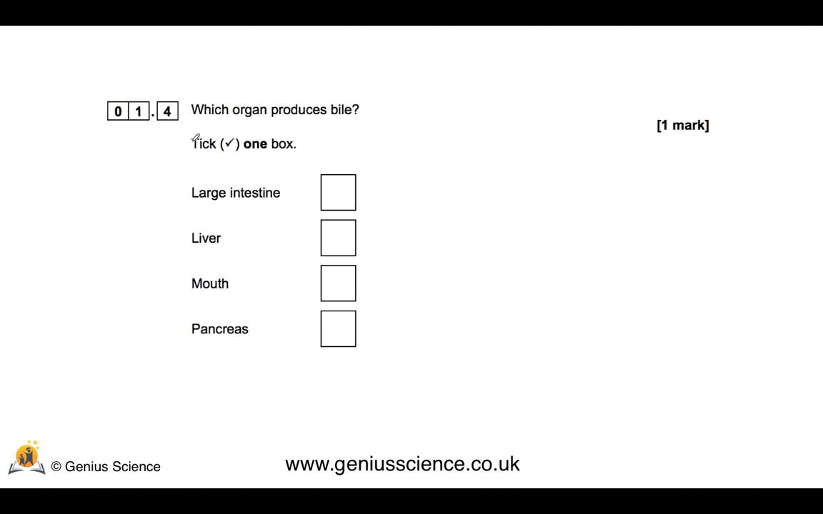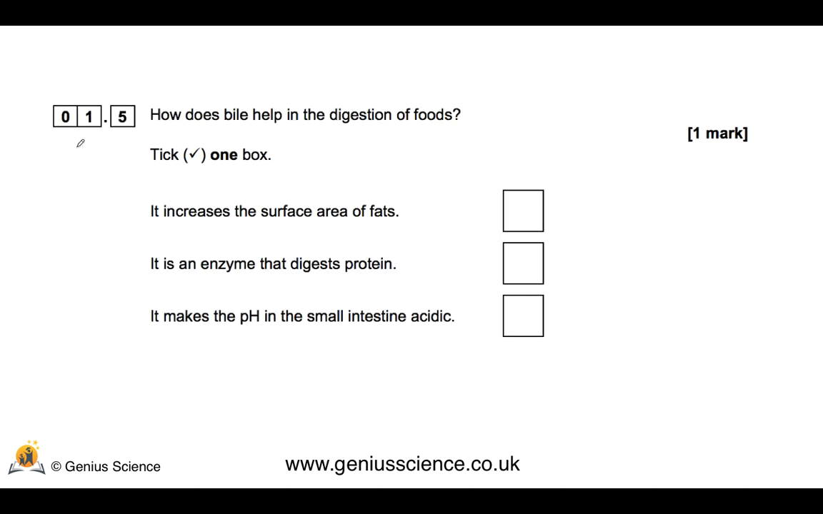Okay, question 1.4 now. Which organ produces bile? And again, we're ticking 1 box. The liver produces bile. Just remember that. The liver produces bile. Okay, question 1.5 now. How does bile help in the digestion of foods? By saying help here, they're talking about the function. So the job of bile. And again, we just got to tick 1 box.